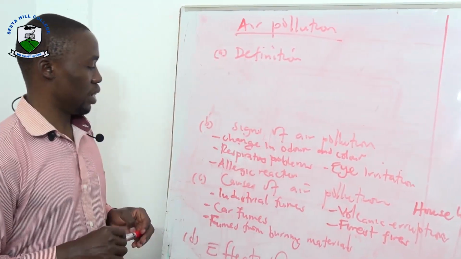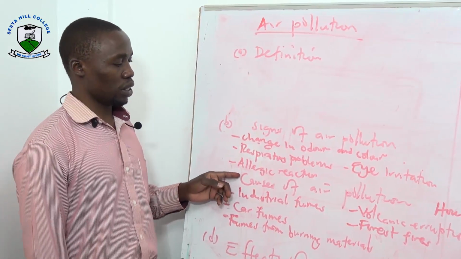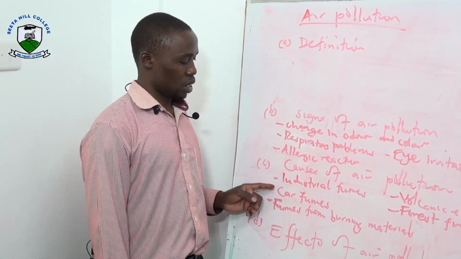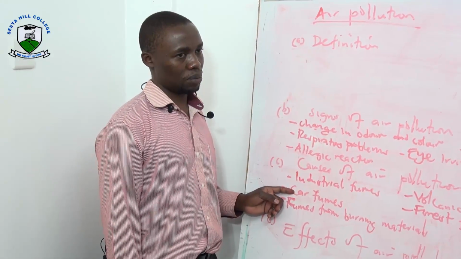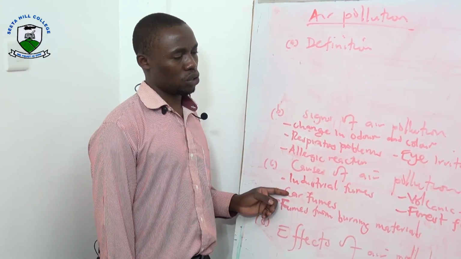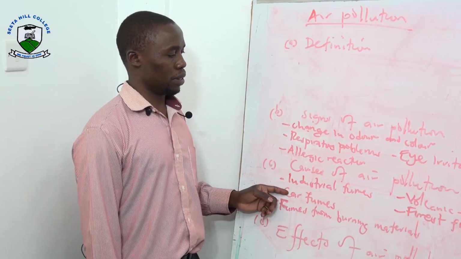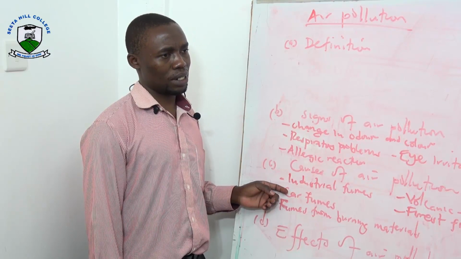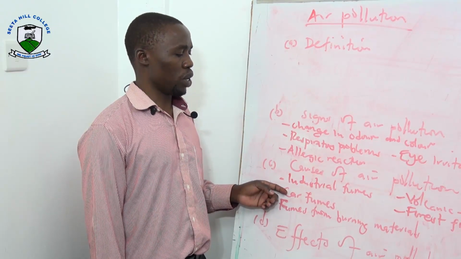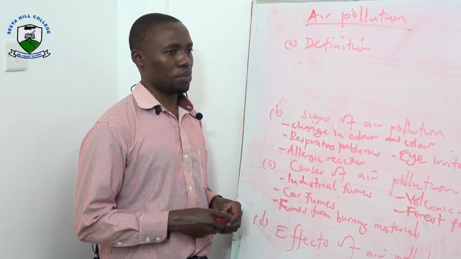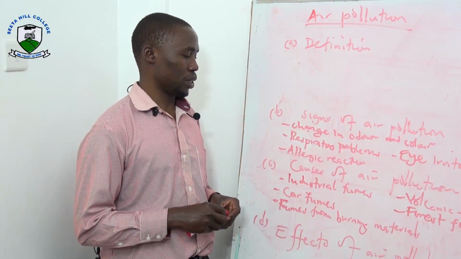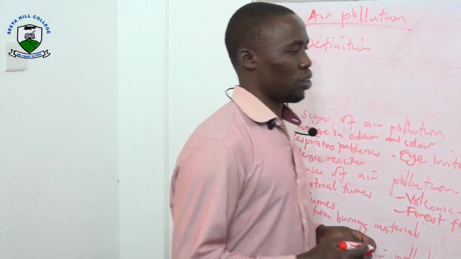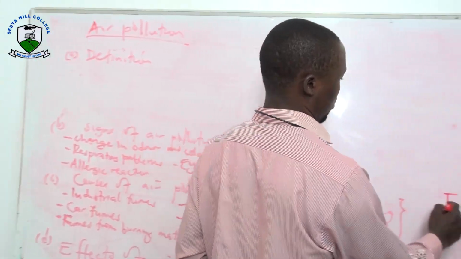That is a very big point here. Causes of air pollution: industrial exhaust fumes, car exhaust fumes. Clear. Now, what you should notice here, listen, any machine or plant that uses fuels like petrol, diesel, all those are called fossil fuels.